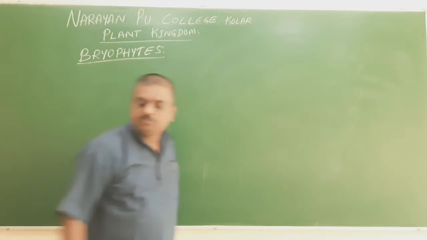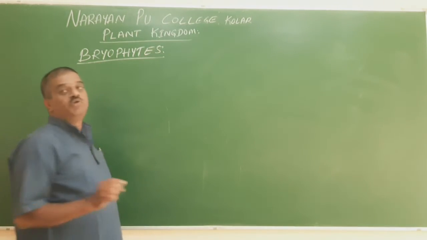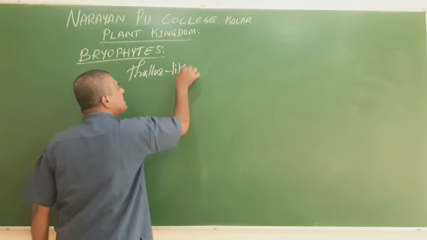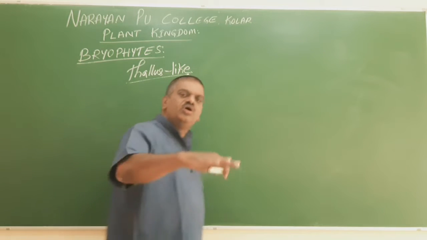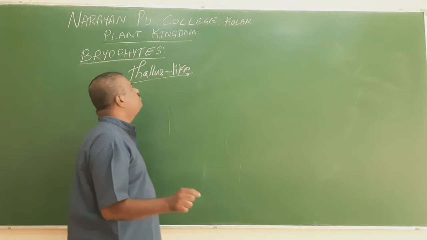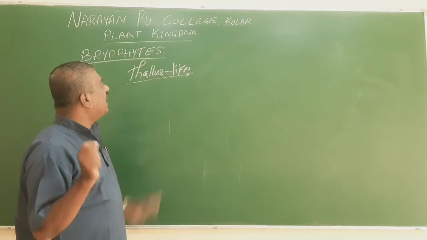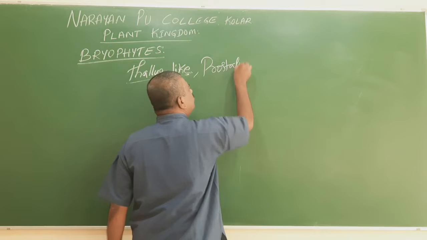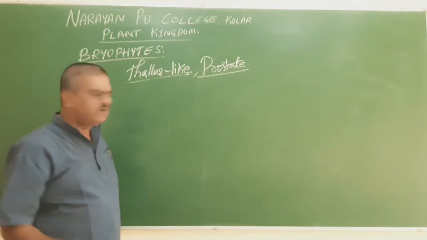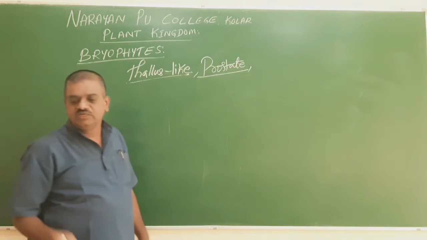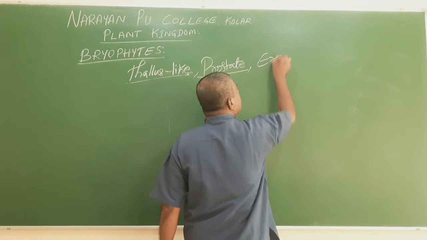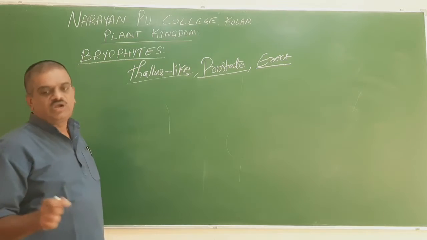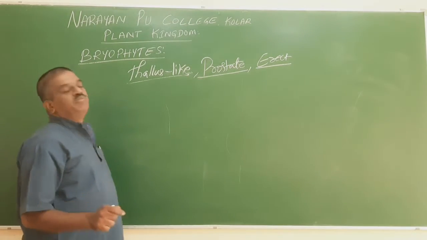So here the plant body. We are going to read about the plant body. The plant body of bryophyte is thallus. Usually it is like a thallus. The meaning of thallus is that they grow horizontal to the soil, so a simple plant body is present. Hence we use the word thallus-like plant body. It also has a prostrate type of plant body, and even an erect type of plant body is present. So the plant body may be thallus-like, prostrate, or erect.